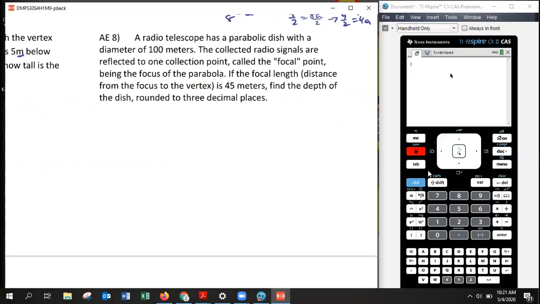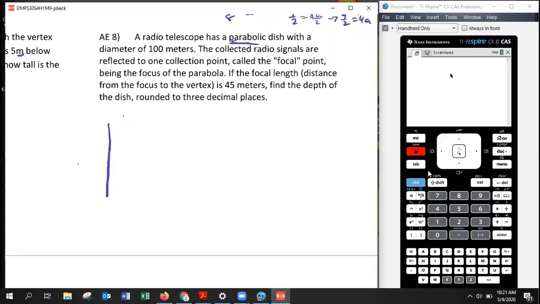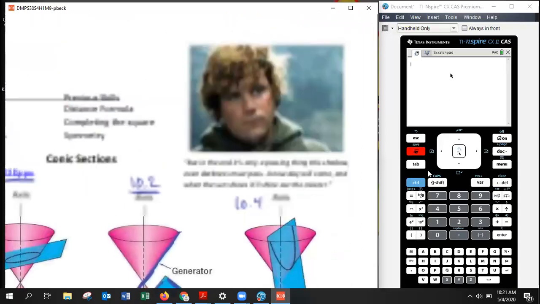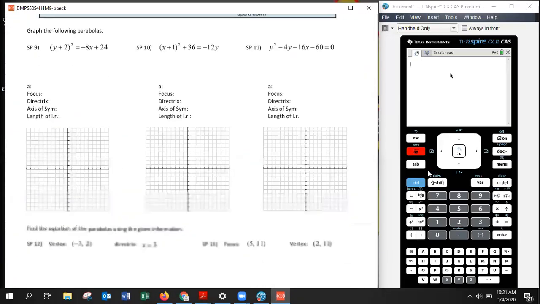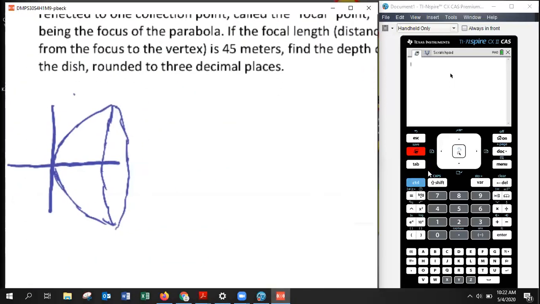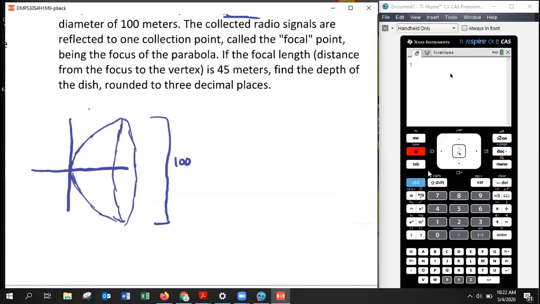So a radio telescope has a parabolic dish with a diameter of 100 meters. So if it's a parabolic dish, I'm going to go ahead and create a parabola. Now, because we did a vertical parabola that time, I'd actually like to do a horizontal parabola. So let me go ahead and sketch this horizontal parabola. We know that this parabolic dish right here has a diameter of 100 meters. So this diameter is going to be 100 meters.